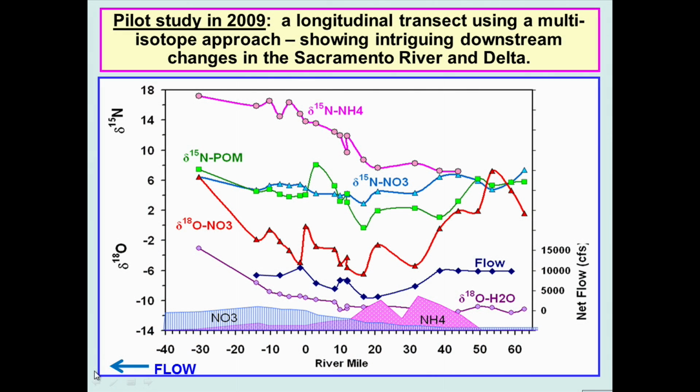This was one of our pilot studies, and we just collected a bunch of samples down a river, so a river mile on the x-axis again, and a whole bunch of different things. And lots of patterns showing processes, and I could spend hours on it. But it just was intriguing downstream patterns that you could frame hypotheses about.